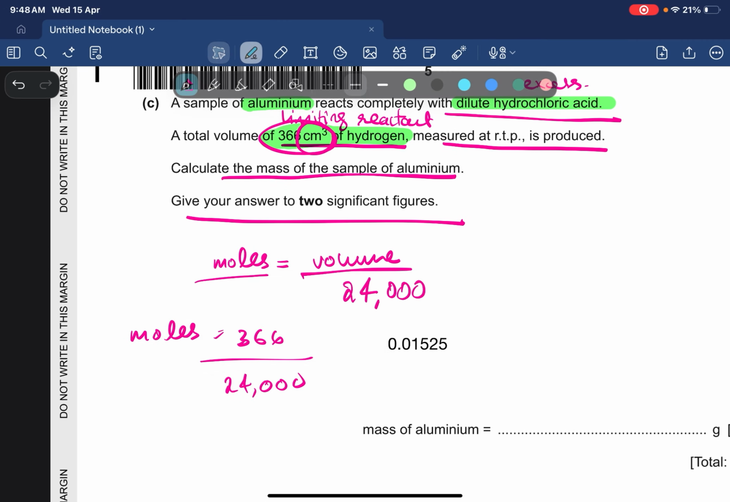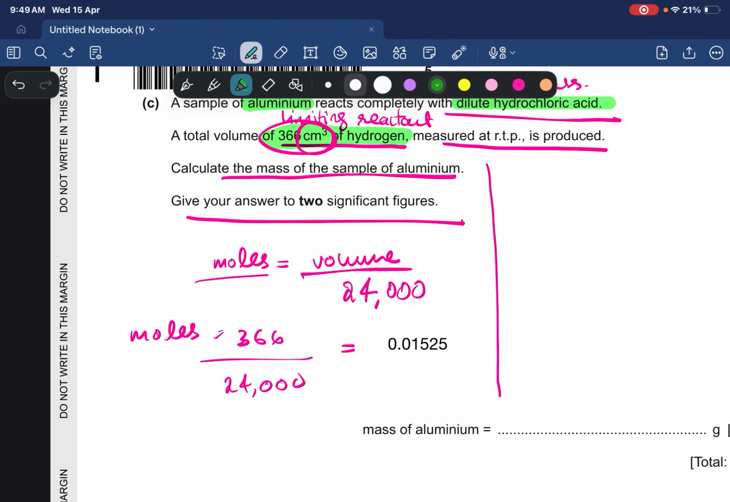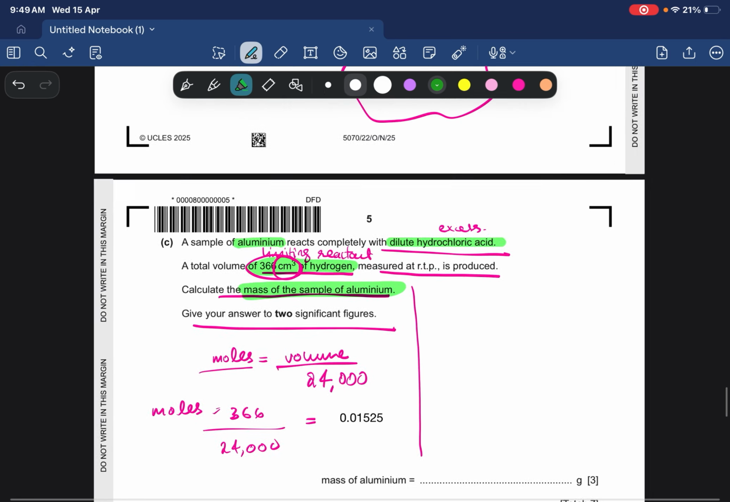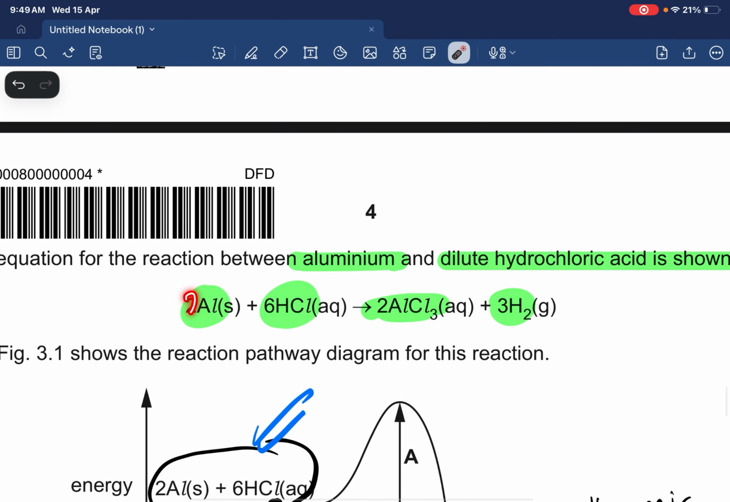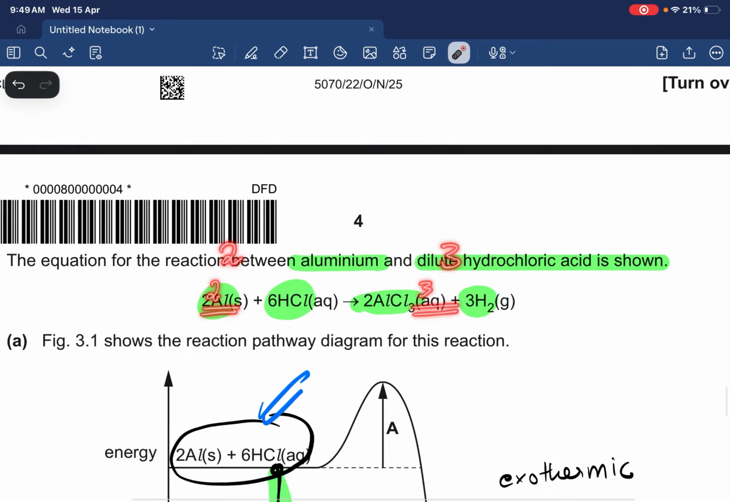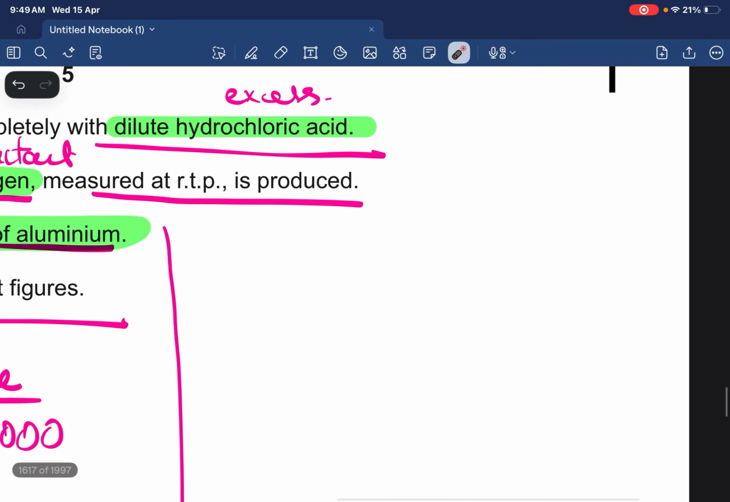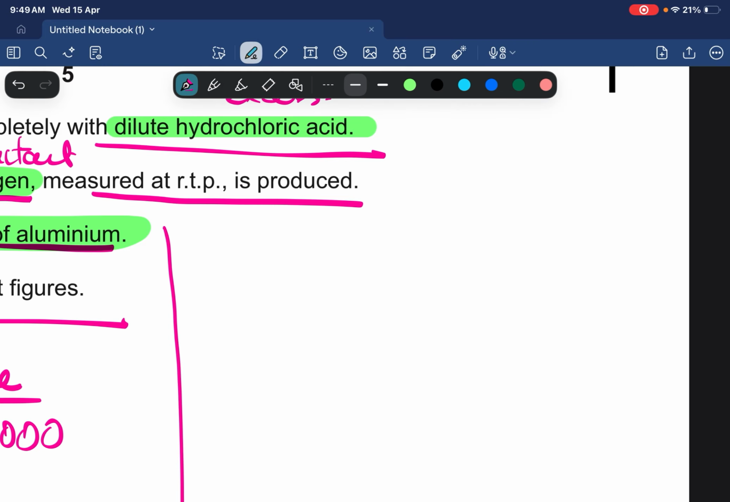Now once I have my moles, what do I have to do? I need to calculate out my mass of aluminum. So my concern is to find the moles of aluminum. How do I calculate the moles of aluminum? I go to my equation. I say that 2 moles of aluminum react to form 3 moles of hydrogen. So I'm going to create a molar ratio over here, and my ratio is going to be aluminum to hydrogen. My 2 moles of aluminum are reacting to form 3 moles of hydrogen.